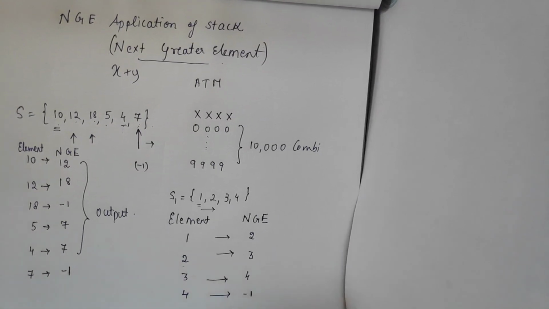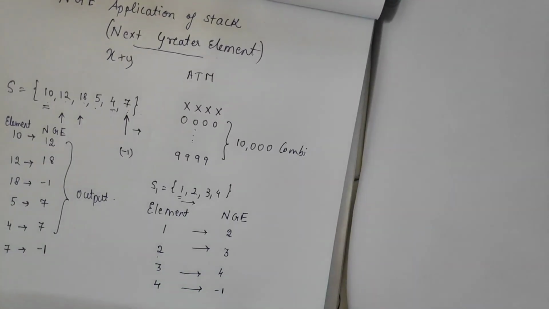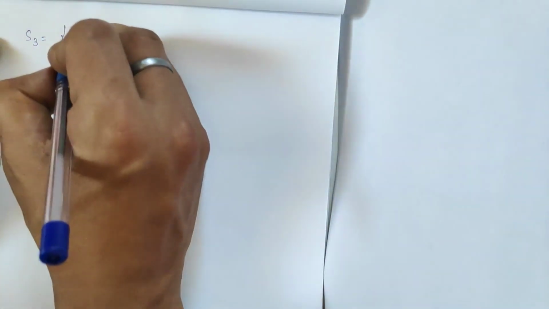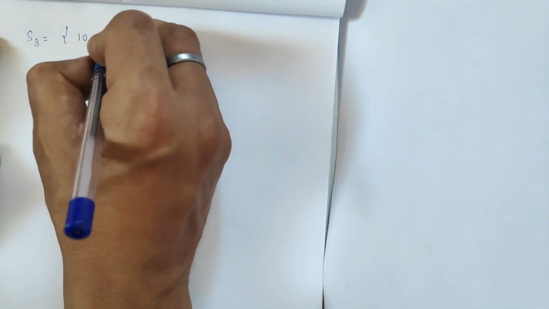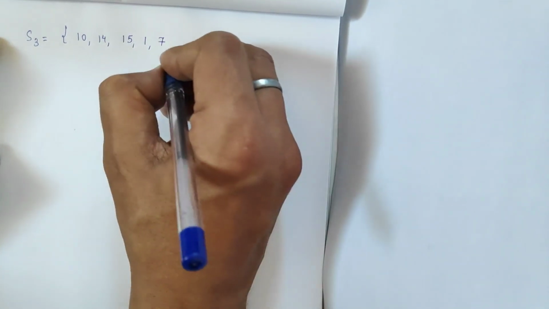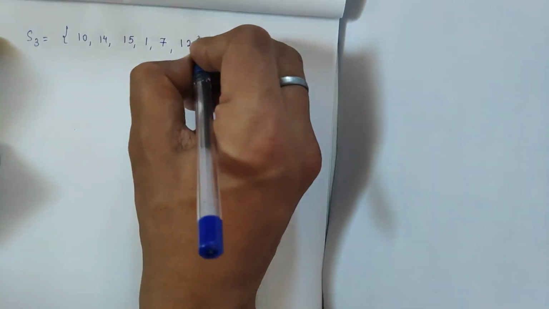So now we will see first a brute force approach. Always in computer science and data structures, we start with the most naive approach, right? So even if you give a class 6 or a 7 guy this problem, he will come up with this solution. So let us take a set S3. Let us keep some numbers 10, 14, 15, 1, 7 and 12. So these are the numbers that we are taking now.